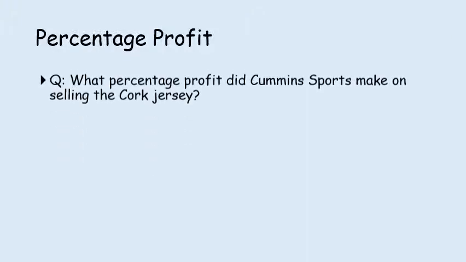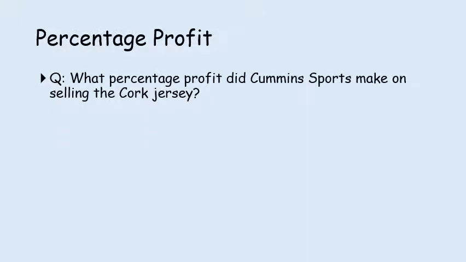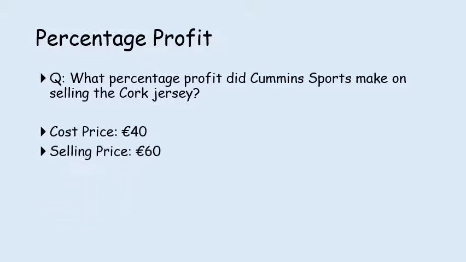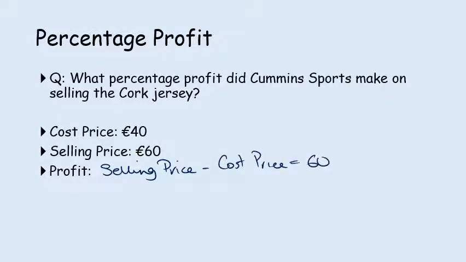So percentage profit. What percentage profit did Cummins Sports make on selling the Cork jersey? So the cost price was €40 and the selling price was €60. So they did make a profit. So it's selling price take away cost price. So it's €60 take away €40. So we've made a profit of €20 on every jersey, which is really good going.